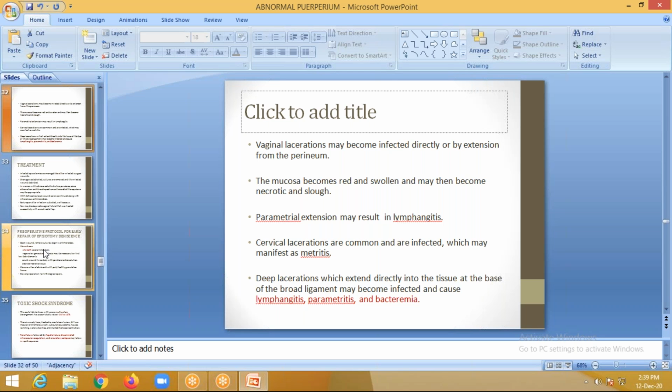Cervical lacerations are common and may become infected, which may manifest as metritis, because if some bacteria are lodged in the cervical laceration, they can move up to cause metritis. These lacerations, which extend directly at the base of the broad ligament, may become infected and cause lymphangitis, parametritis, and bacteremia.